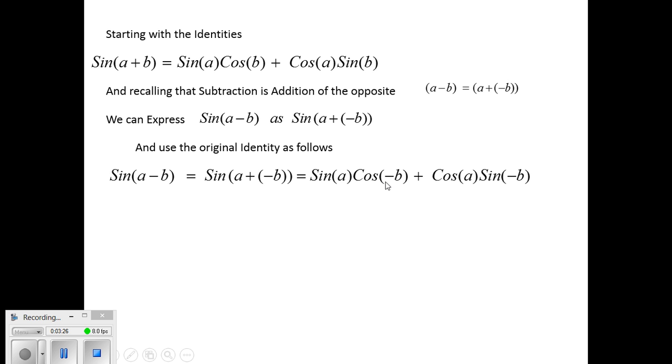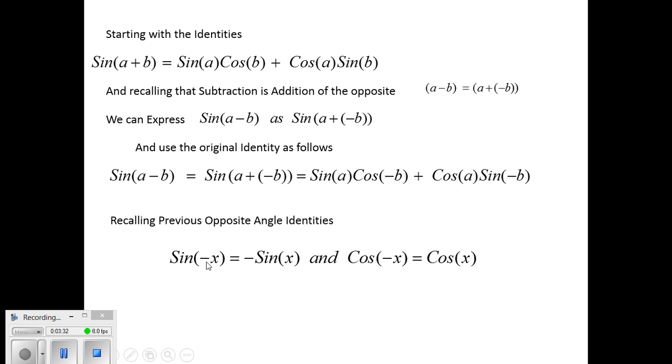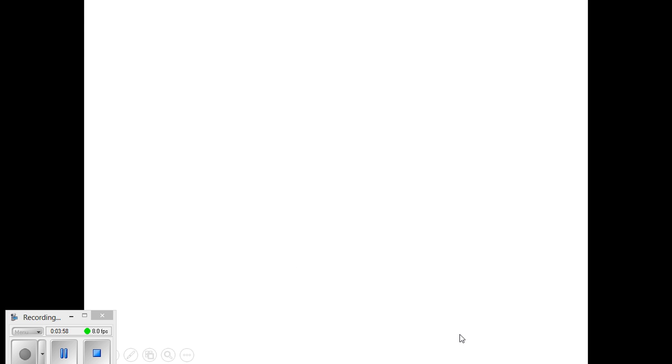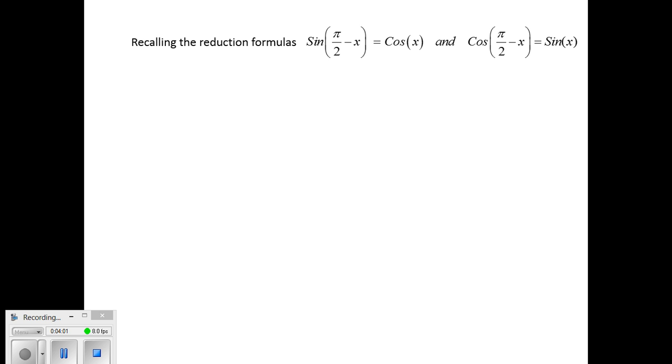Of course, these call on some earlier identities, which were reminded here, the opposite angle identities. The sine of the opposite of x is the negative sine of x, and the cosine of the opposite of x is the cosine of x. So incorporating those into this statement up here, we come up with the new identity for the sine of a minus b. The sine of a minus b being the sine of a cosine of b minus cosine a sine b.